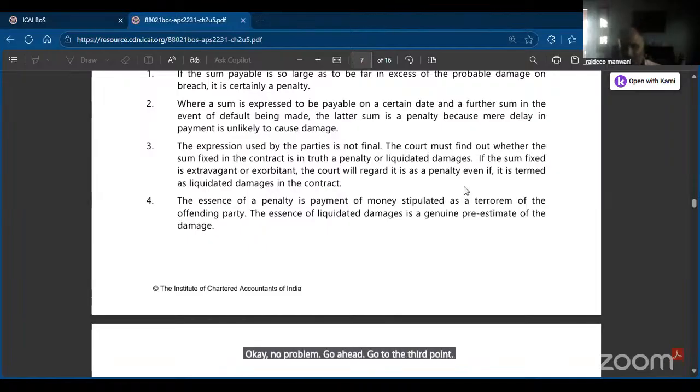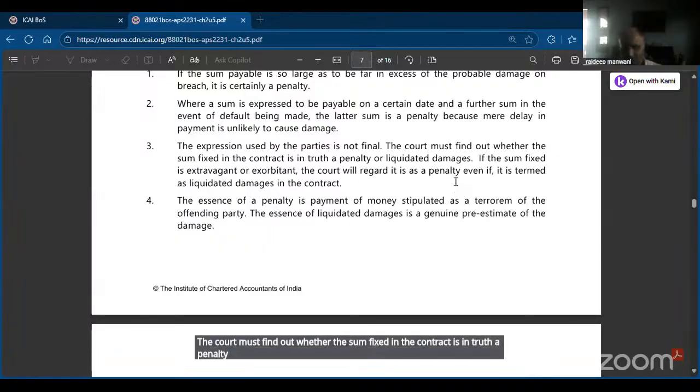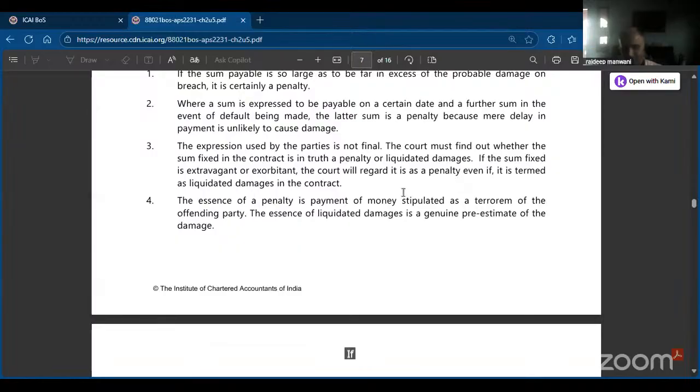But the expression used by the parties is not final. The court must find out whether the sum fixed in the contract is in truth a penalty or liquidated damages. If the sum fixed is extravagant or exorbitant, the court will regard it as a penalty even if it is termed as liquidated damages in the contract. I've already told you this. What you mention in the contract is irrelevant.